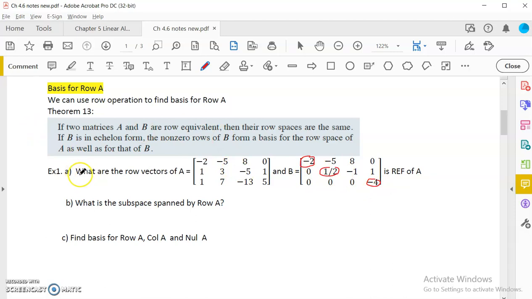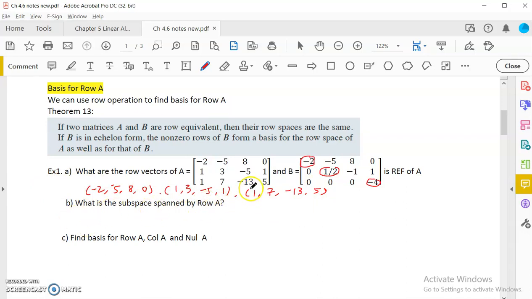So look at this example. What are the row vectors of A? The row vectors of A are these three. You only have this -5, x, 0. These are the three row vectors. -5, 1. We write it this way. And the third vector is the third row, 1, 7, -13, 5. You see, we don't write it vertical. We don't use the square bracket. We just use this curved bracket.